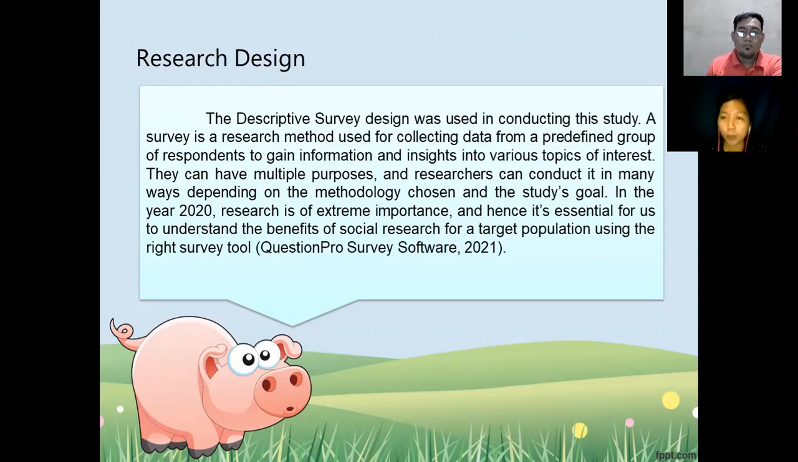In the year 2020, according to Question Pro Survey Software of 2021, research is of extreme importance, and hence it is essential for us to understand the benefits of social research for a target population using the right survey tool.